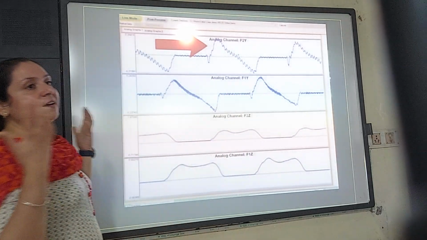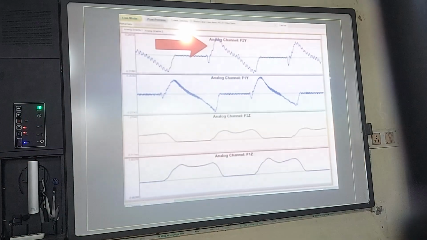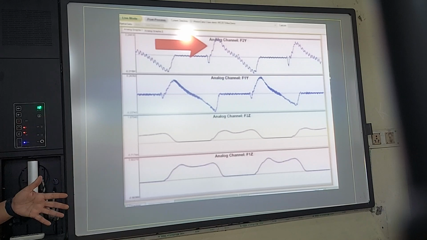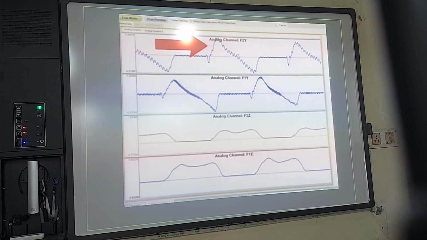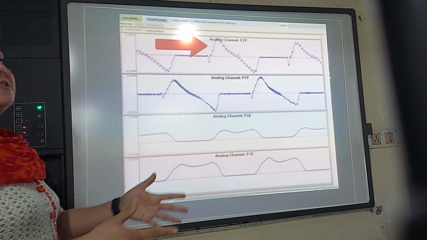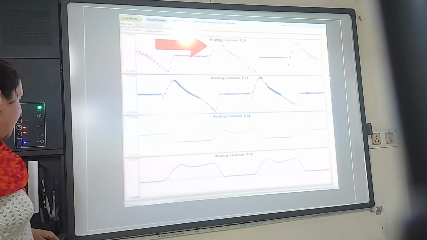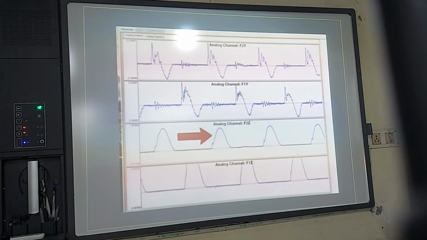The body is acting to give you a backward force so that you maintain your balance. The aim of the body is not to run. The aim of the body is to maintain your balance while running. Fine. And what happens here?